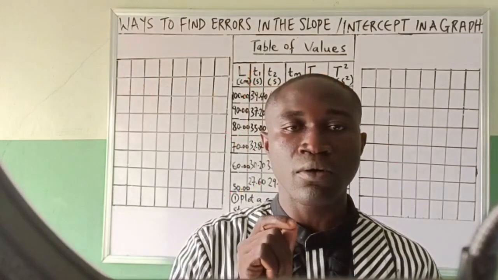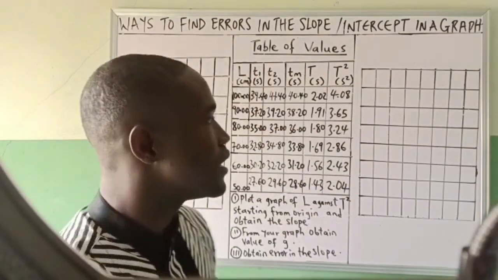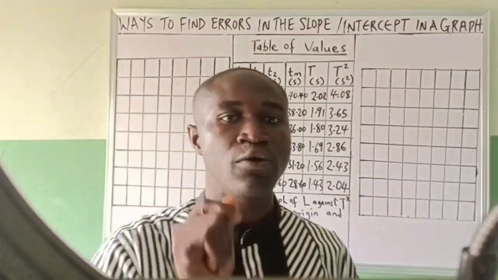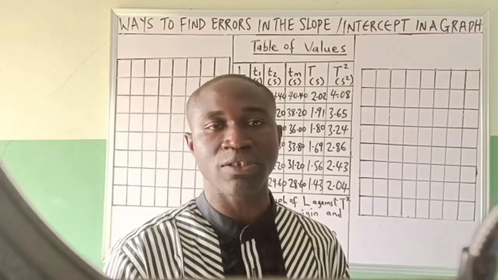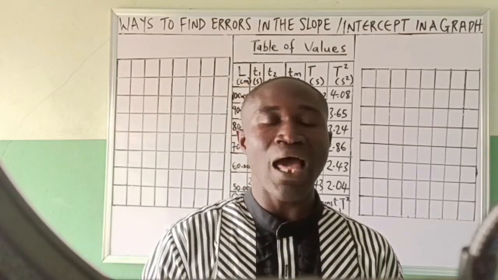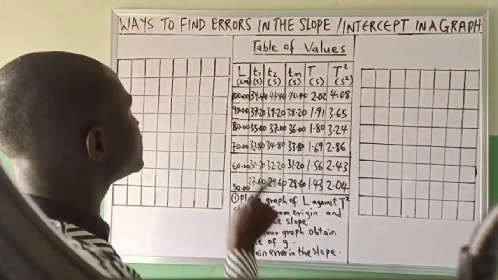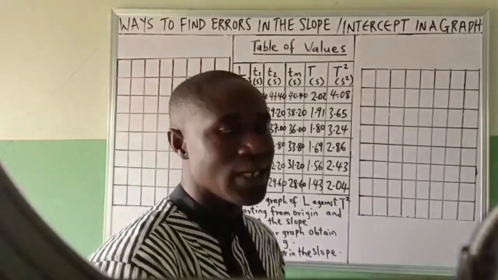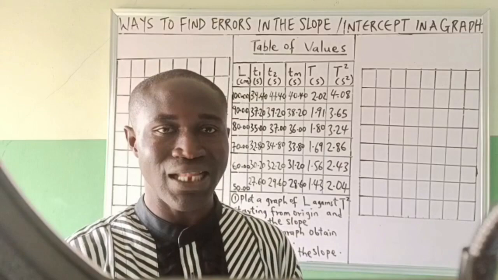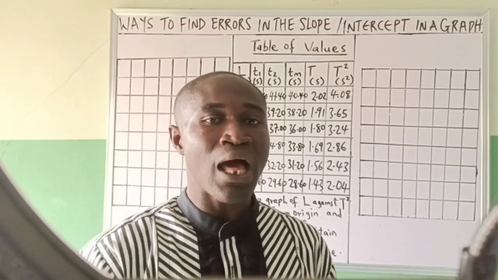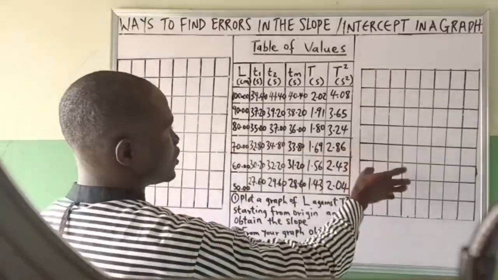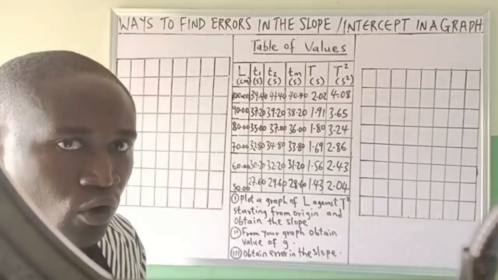We want to see how to plot a graph using this table of values we got from experiments on a simple pendulum. Then afterwards, we want to see ways to find errors in the slope or intercepts in a graph. Yes, that is very important. Now, this is just a typical sketch, just a sketch of how a graph looks like.